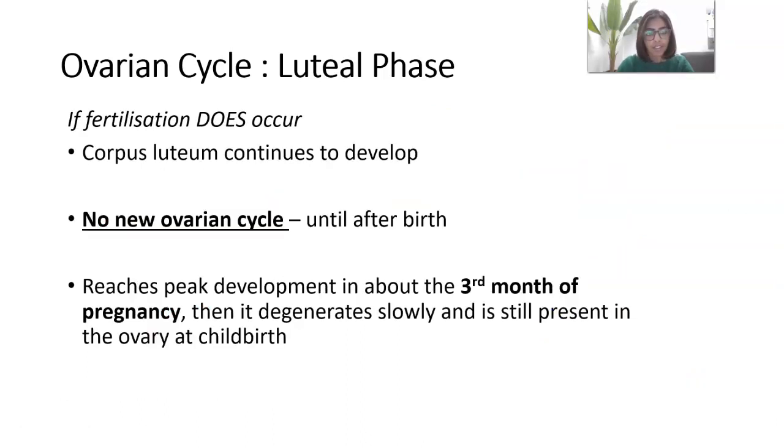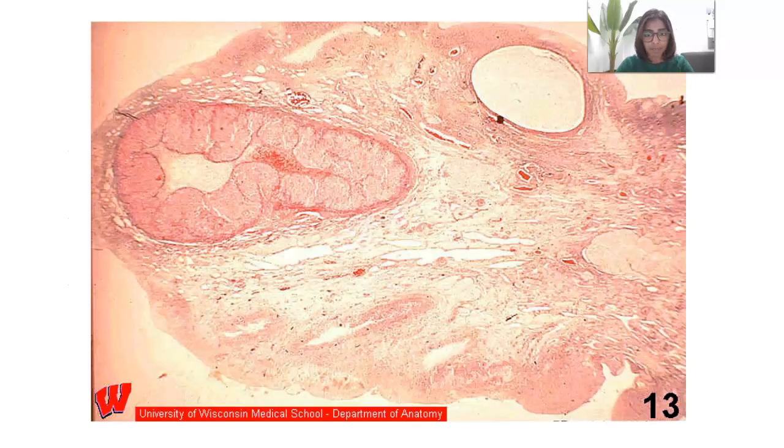If fertilization does occur, then the corpus luteum does not degenerate, it does not form corpus albicans, and therefore a new cycle is prevented from occurring. Now this will keep going on for the full first trimester or the first 3 months of pregnancy, and then the corpus luteum will eventually degenerate slowly, and it may still be present at childbirth but not necessarily. Okay, and you can see here that's the corpus luteum, just another diagram to illustrate what this tissue actually looks like.